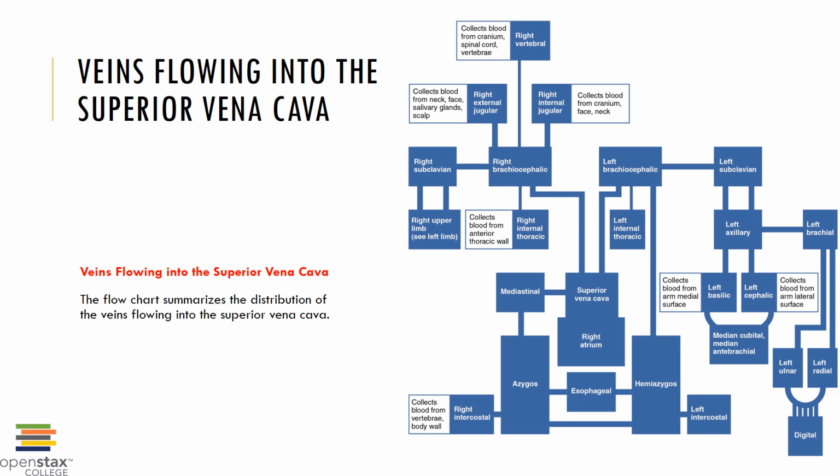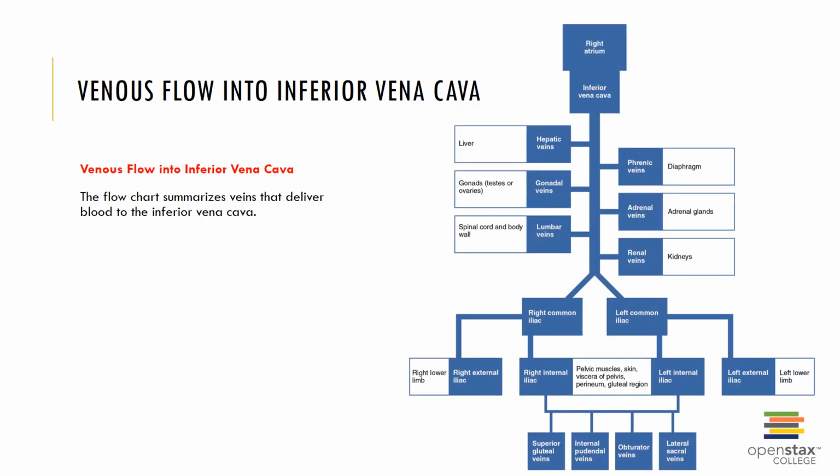And another flow chart here that shows the venous flow into the inferior vena cava. The superior and inferior vena cava, remember, will ultimately empty into the right atrium of the heart and then make its way into the pulmonary circuit to become reoxygenated.